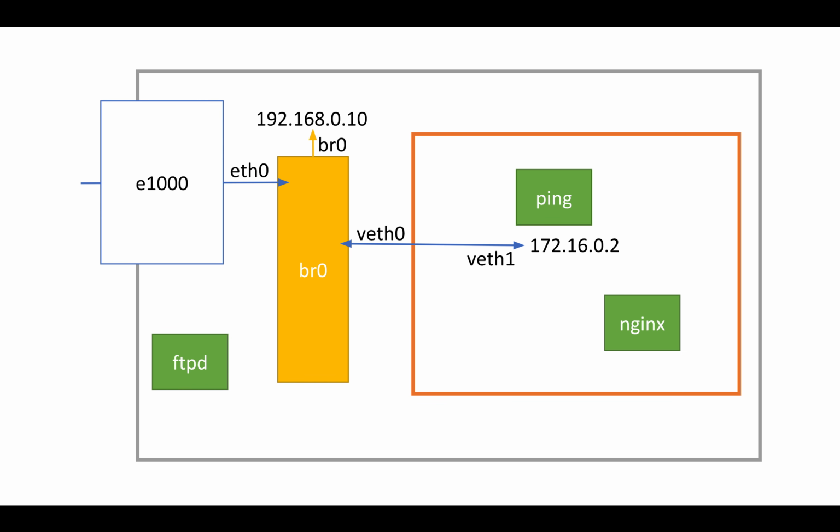So now I've added an extra little process you'll see on the main host, FTPD, the FTP server. It binds to addresses and serves files. It can bind to br0. It cannot bind to veth1 because it can't see it. Ping and nginx, on the other hand, can use veth1 because they can see it. They can't use br0, remember, but they can see that veth1.